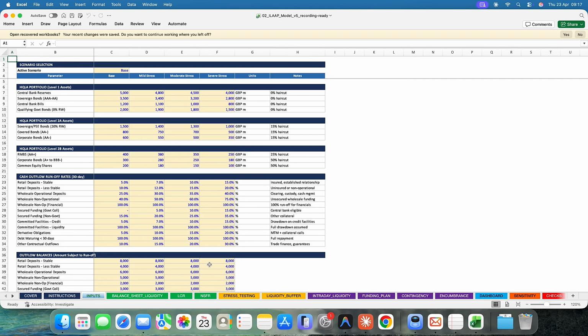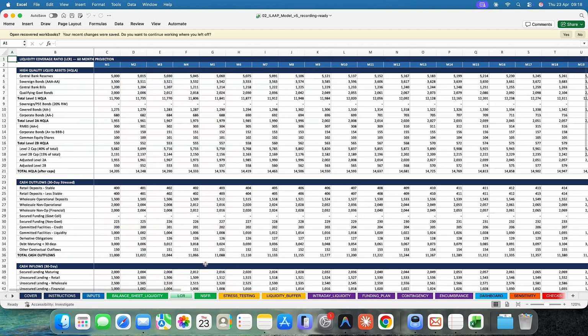Every assumption lives on one sheet, not scattered through formulas downstream. Here: funding sources, tenors, runoff rates, asset liquidity categorizations, buffer composition, stress severities. Each parameter labeled, each driving a specific calculation. Which means when ALCO asks what happens if wholesale tenors shorten, you change the assumption, and the LCR, NSFR, and stress pieces all update at once, not separate files, immediate.